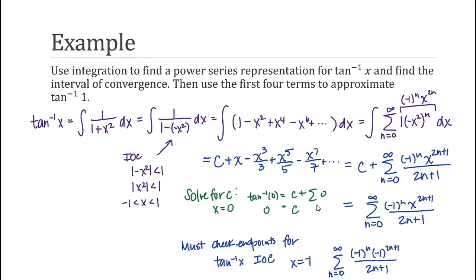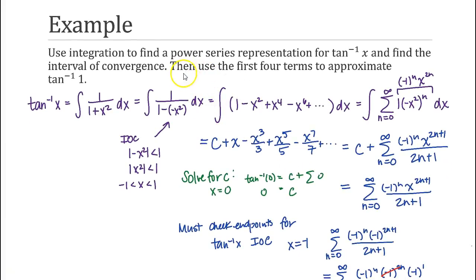Now, to scroll up a little bit, the last part of this problem is use the first 4 terms of the power series to approximate tan inverse of 1. So remember, we're circling back to how all of these power series, or if we cut them off like a Taylor polynomial, were used to approximate these transcendental functions. So use the first 4 terms to approximate tan inverse of 1.